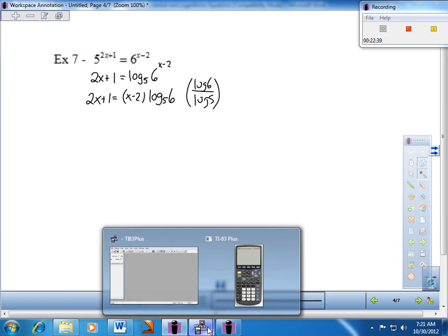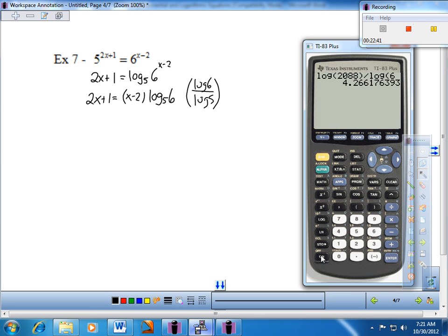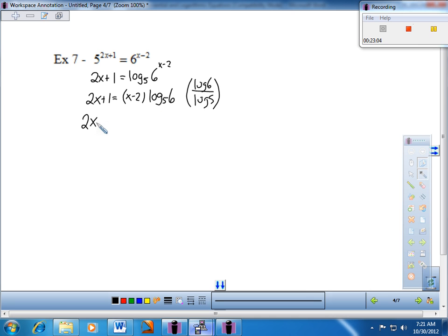I'll do mine as well. And let's go ahead and just take a look. So this would be log of 6, and then divided by log of 5. And so we get about 1.113. So let's be very clear about this piece. When that x minus 2 came out, then we just get a nice logarithm right here, numerically, 1.113. So I get 2x plus 1 equals x minus 2 times 1.113.